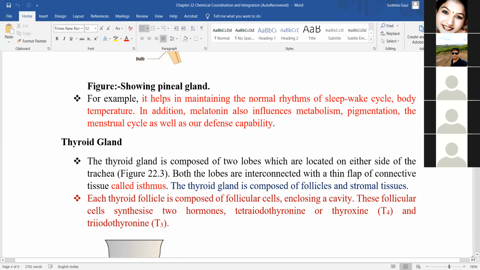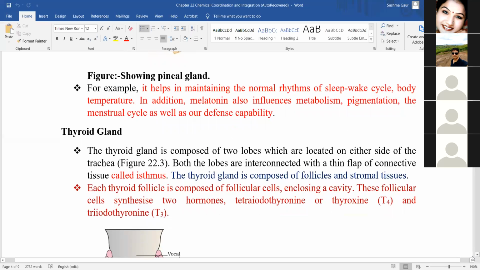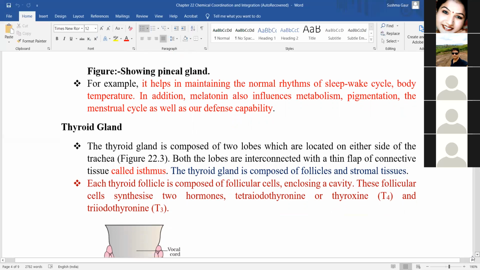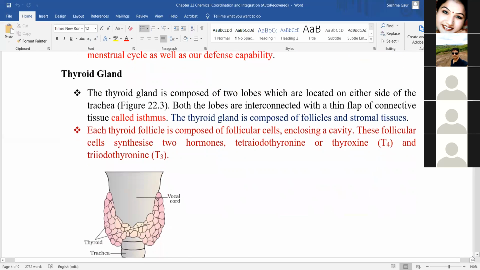Okay, so along with this, melatonin also influences metabolism, pigmentation and the menstrual cycle in women as well. Okay. Now the next gland is, so everything is clear till now? Yes, ma'am. Okay. Now the next gland is the thyroid gland.